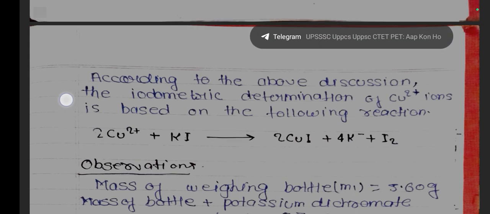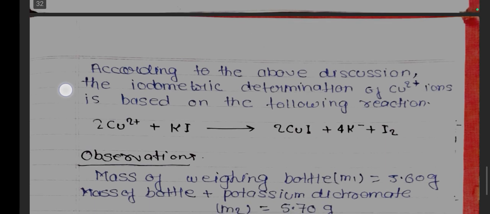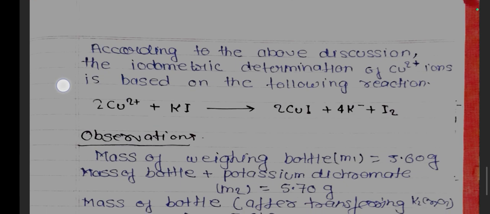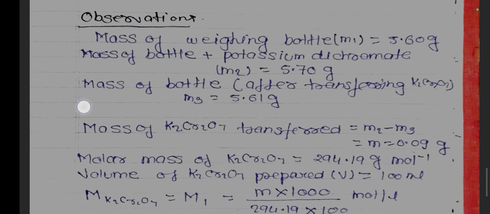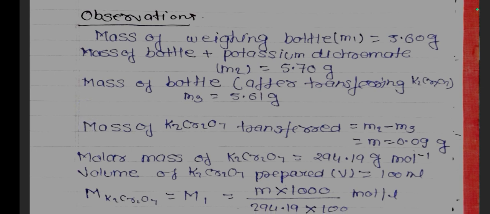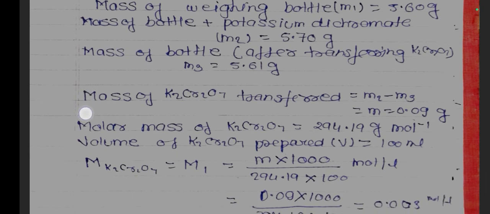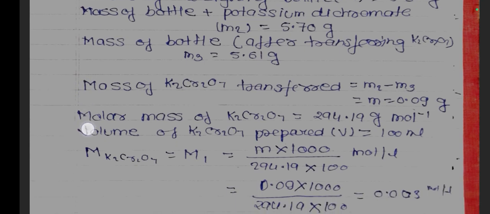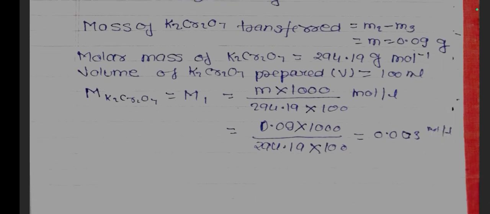liberated as a product by the chemical reaction, that is called iodometry. Here we use potassium dichromate in place of Mohr salt, and 0.09 or 0.1 gram, molar mass of K2Cr2O7, that is potassium dichromate, is 294.19 gram per mole.